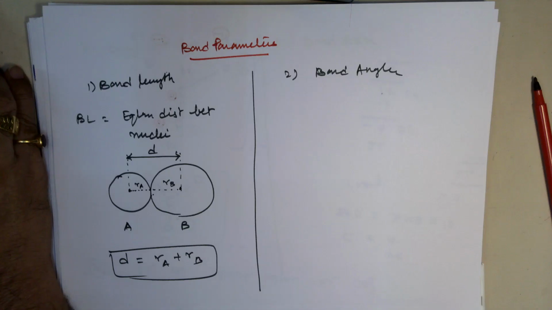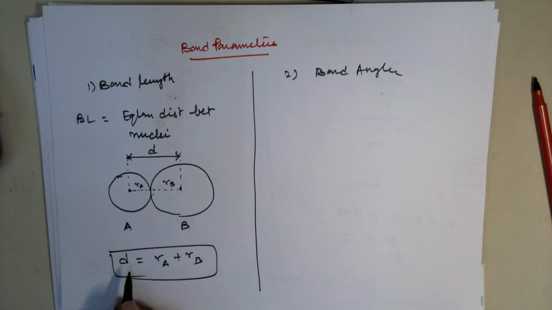In the figure, d represents the bond length. What did you ask? Just 5 minutes more. You have got only 27. 3 minutes more.